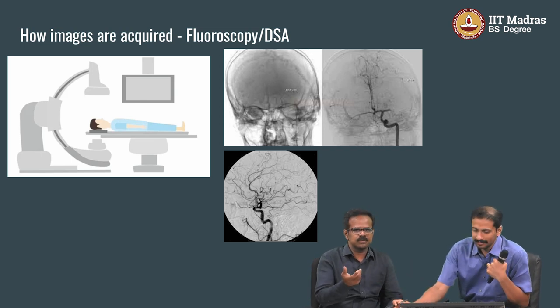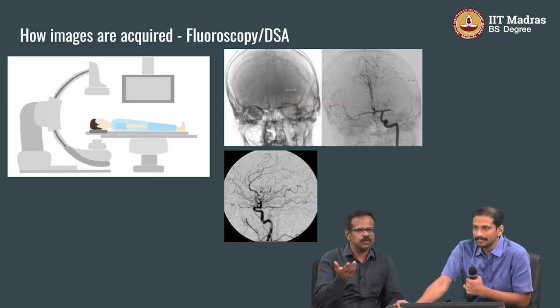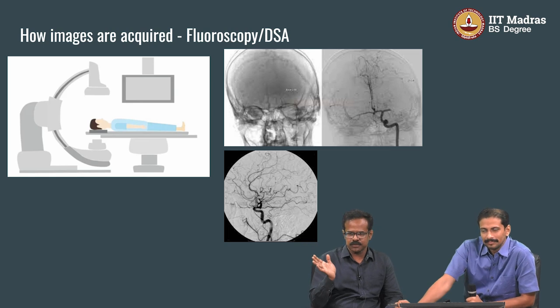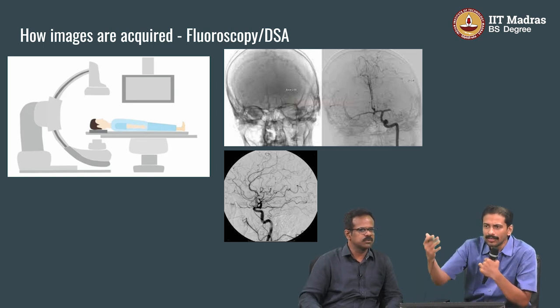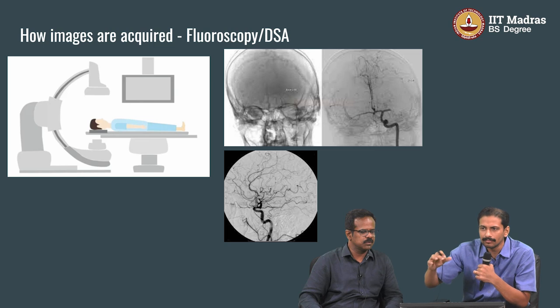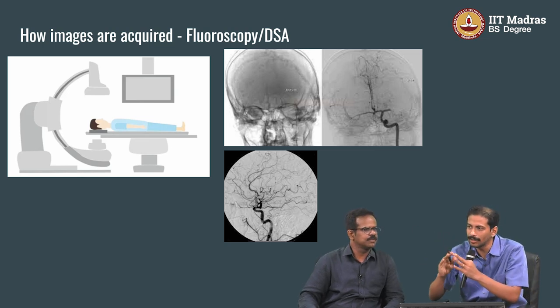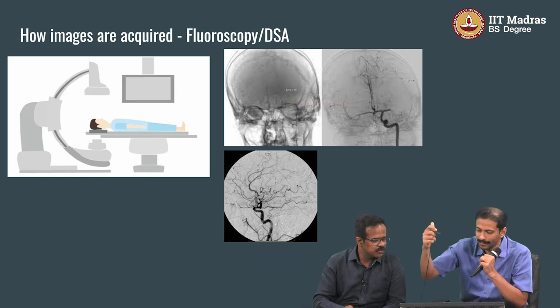As he said, contrast is nothing but iodine-containing. Iodine will block X-rays. It is the physics behind it. So it will separate out. If you inject it into a vessel, it will be separately seen, and it'll be nicely visualized. It's like putting an Instagram filter, you can highlight a particular feature, right? So we use contrast. We will show some videos also.